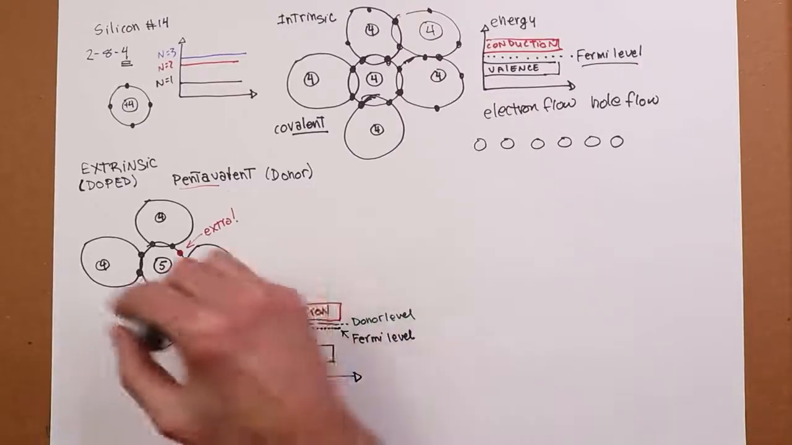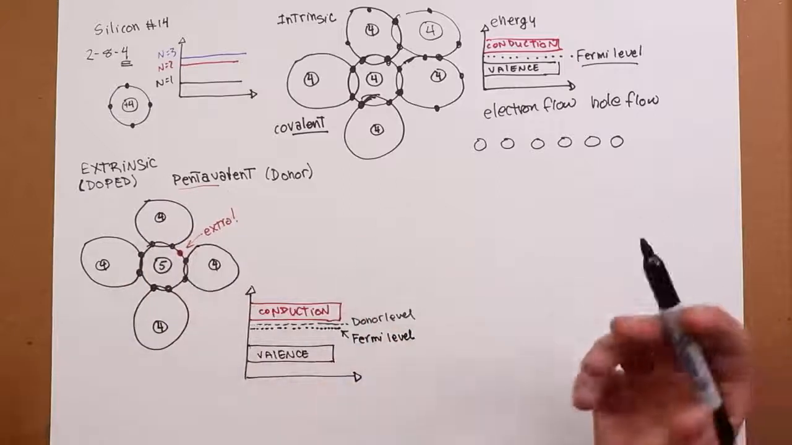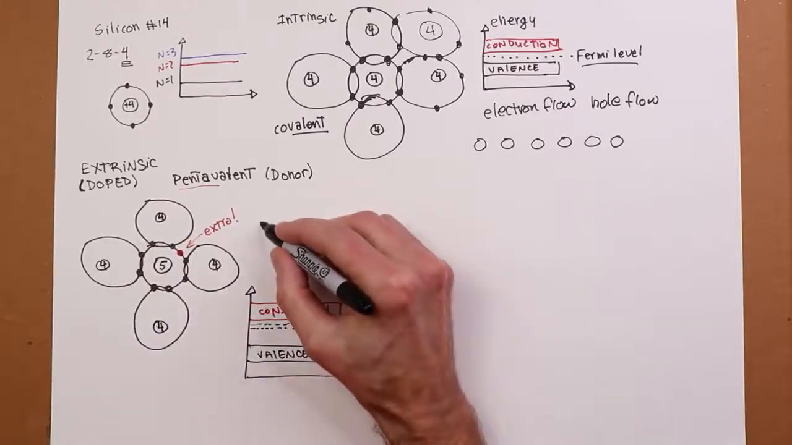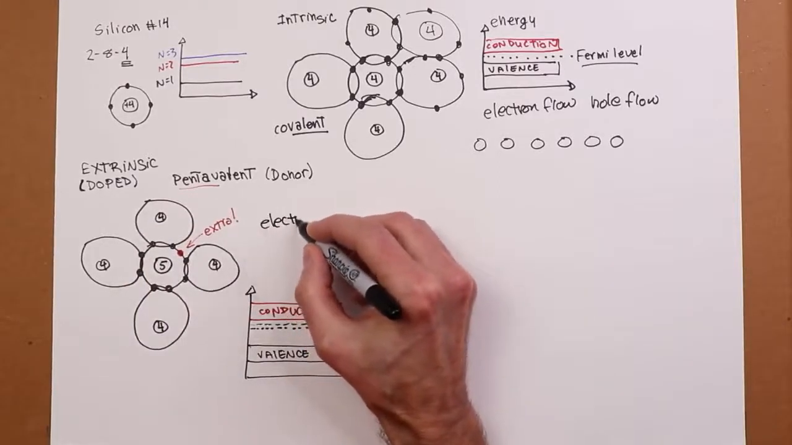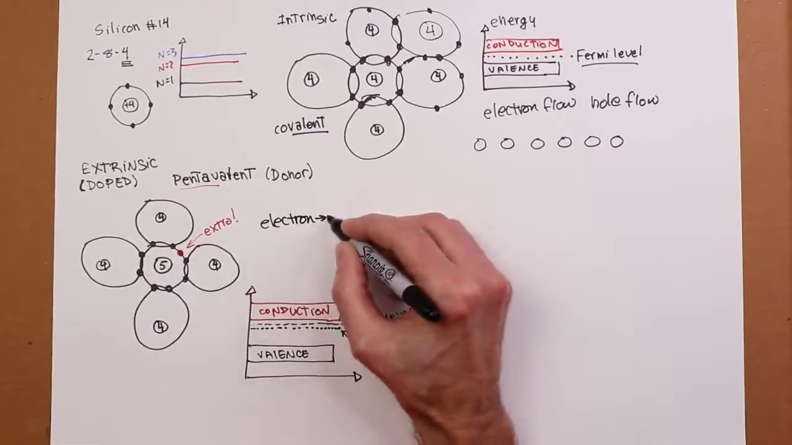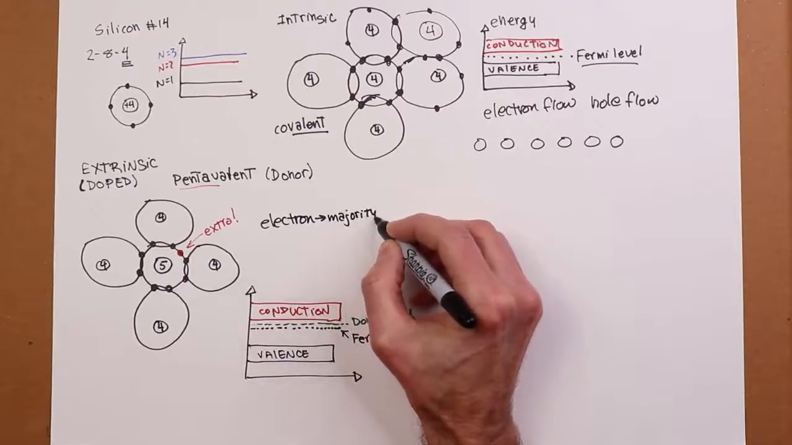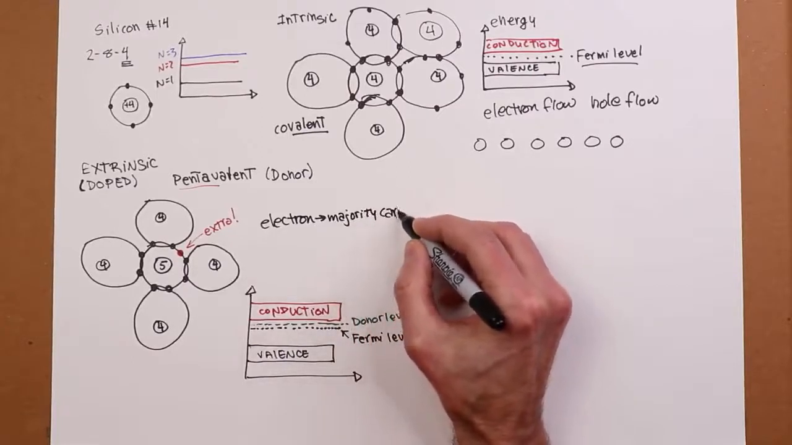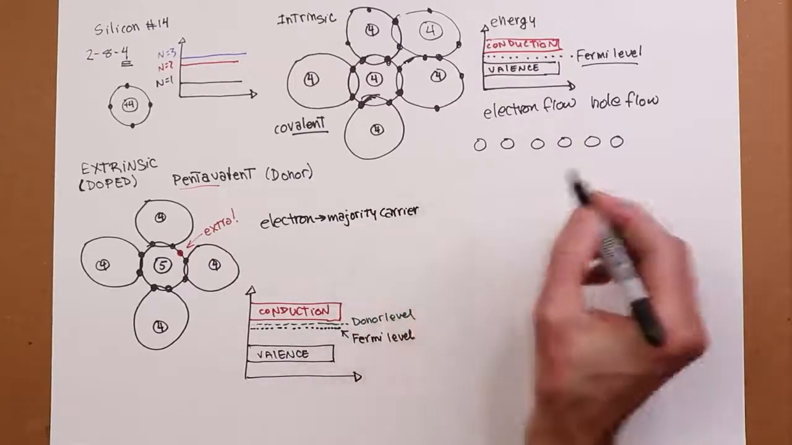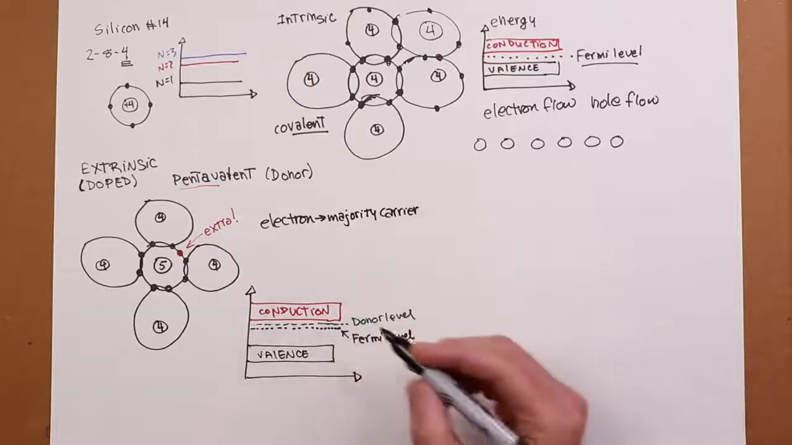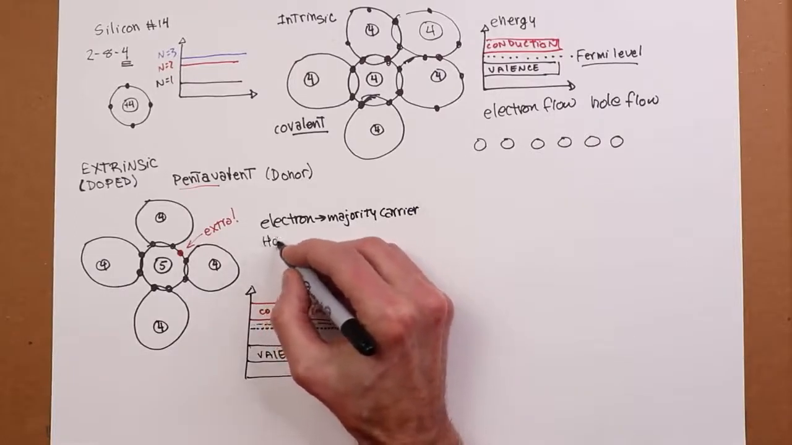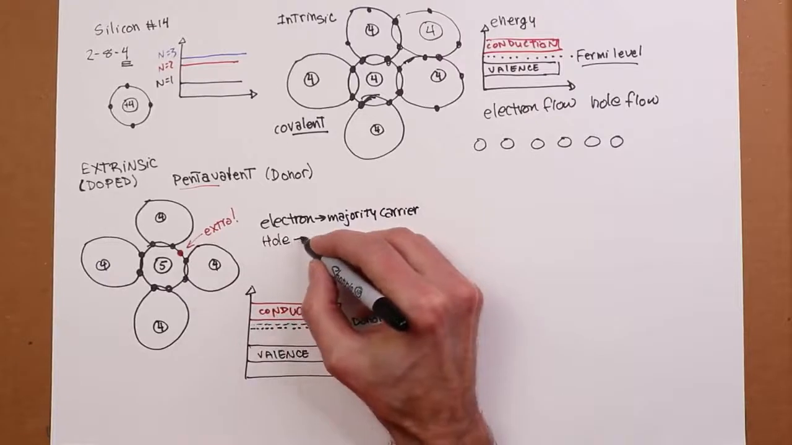Okay, now because we have an extra number of electrons, the electron is referred to as the majority carrier. That's the majority charge carrier. We still have holes, of course, as explained before, but there are smaller numbers, so the hole is the minority carrier.